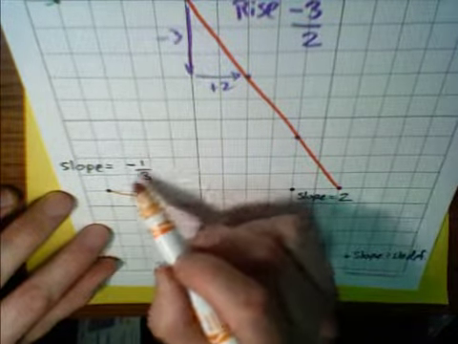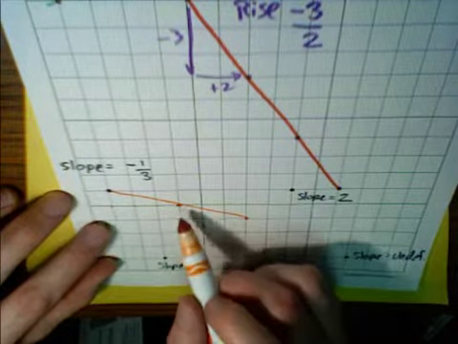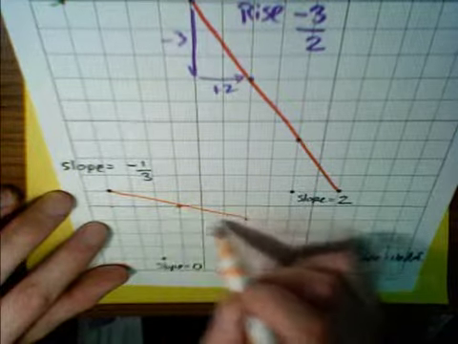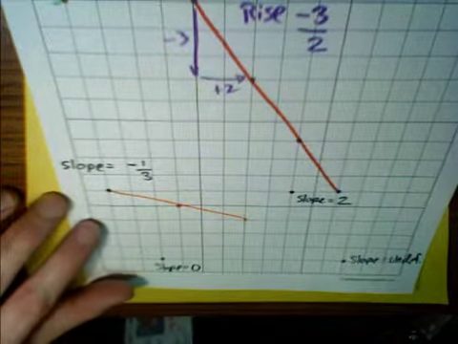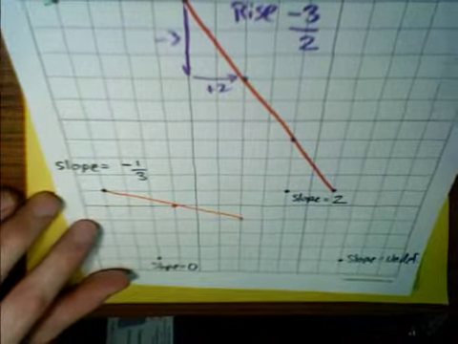Again, this is a fraction. It's a fairly small fraction. Gentle downhill slope. Another thing is downhill slope means negative slope. Downhill line, negative slope. Let's try this one. We'll try this in blue.